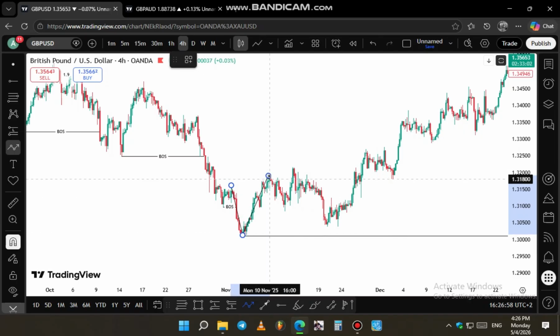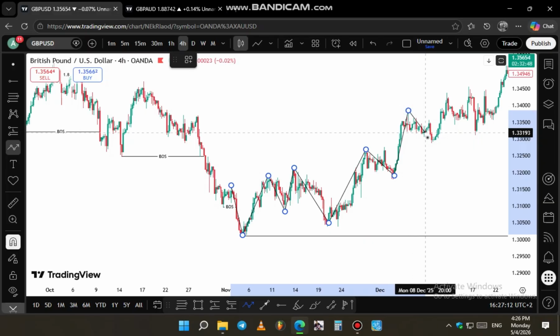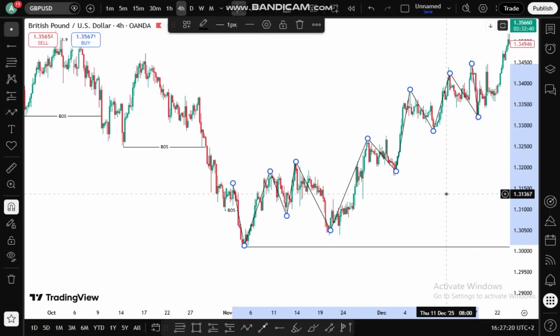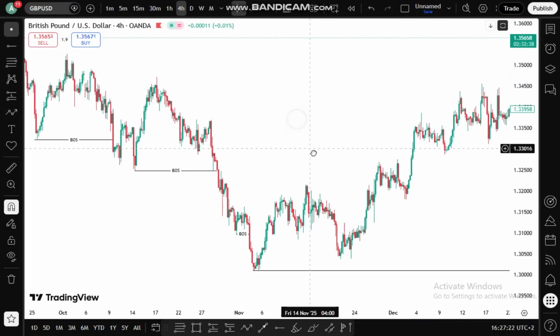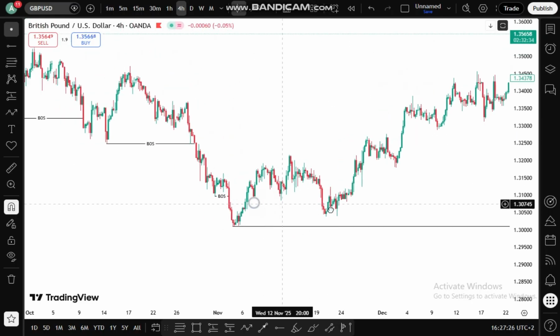Market started forming higher highs, and then it came and took liquidity here, and then boom, started forming higher highs and higher lows, higher high and higher low, higher high and higher low. Yes, I forgot to make full screen, but no problem, because you guys have seen what I just revealed.